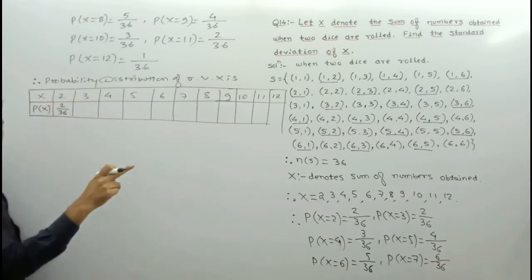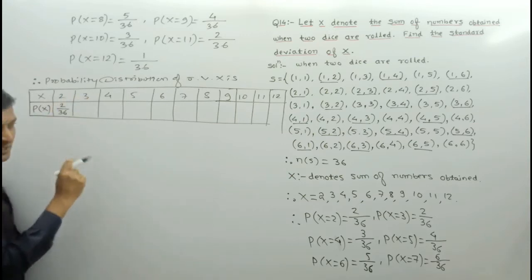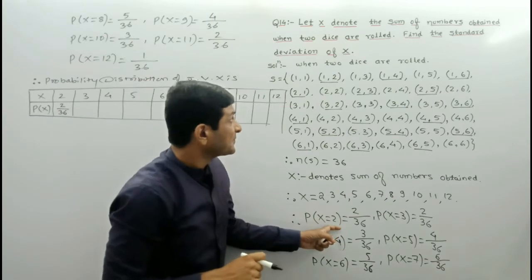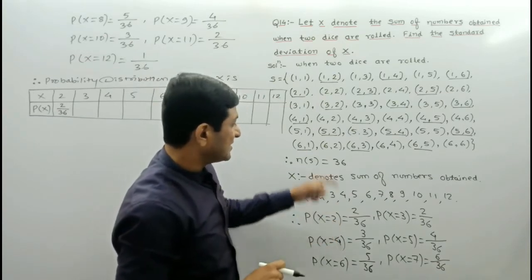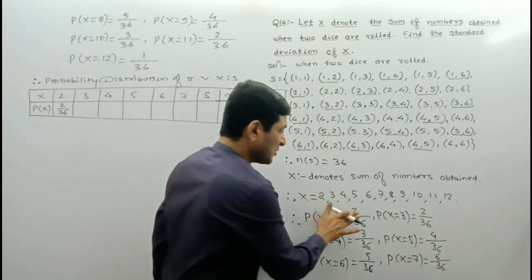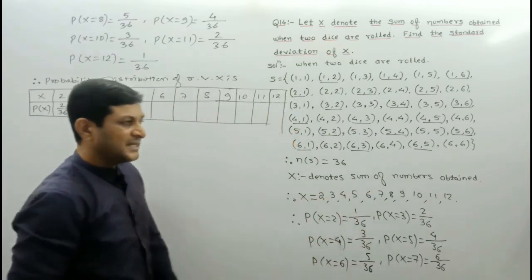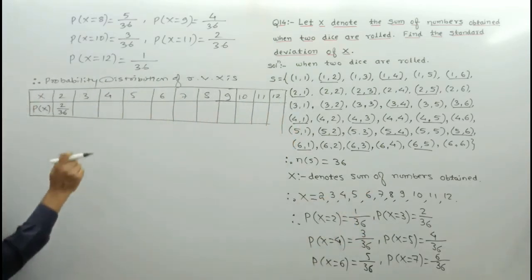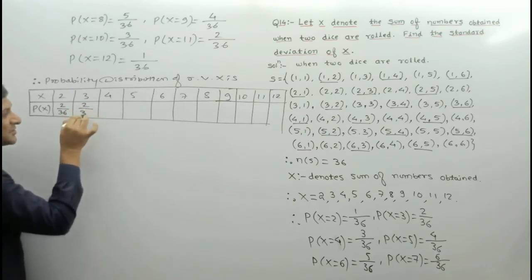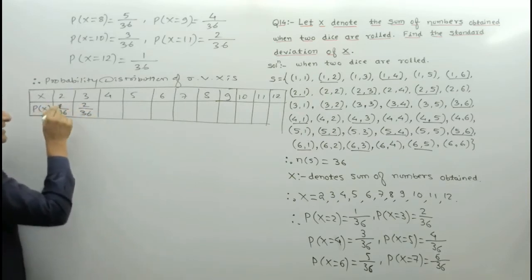When x is equal to 2, I think only one element is there: 1 plus 1, so the probability is 1 by 36. Sorry, making the correction, it is 1 by 36. When x is equal to 3, the probability is 2 by 36.